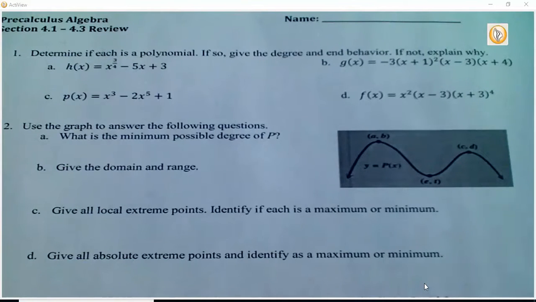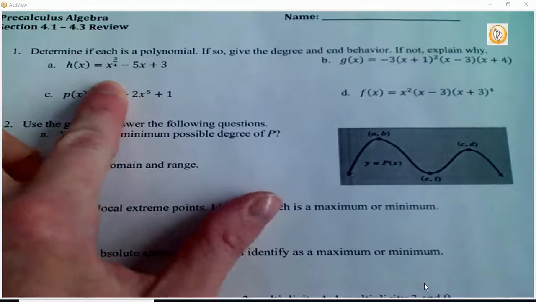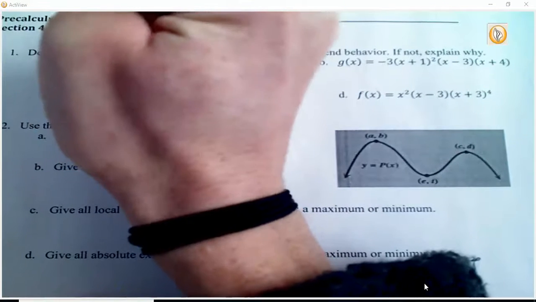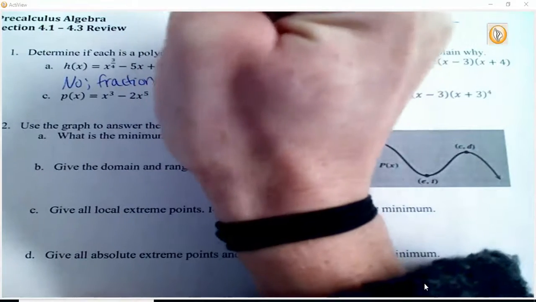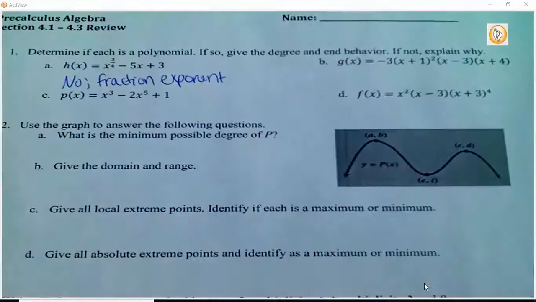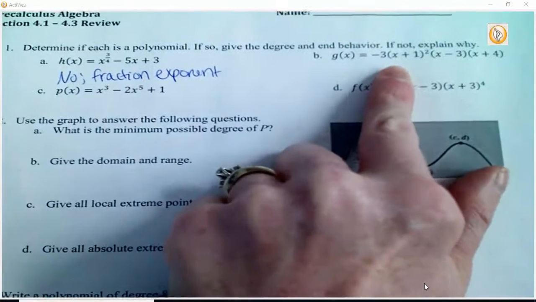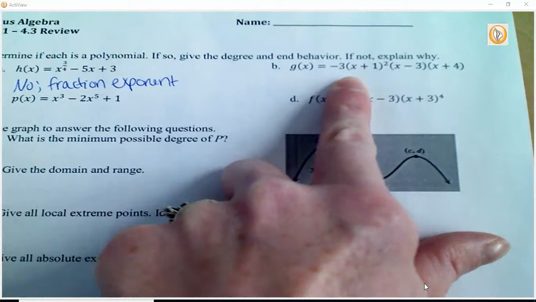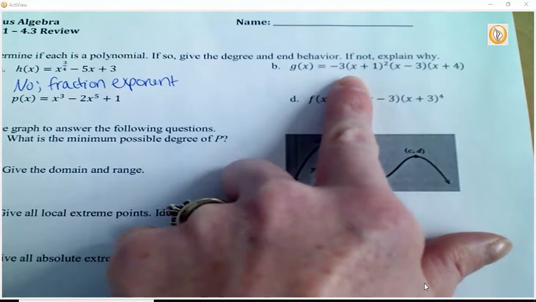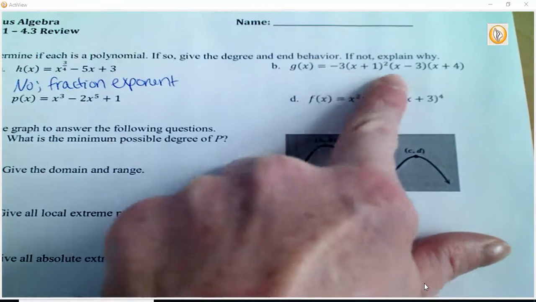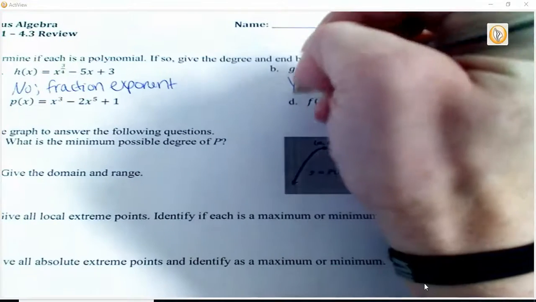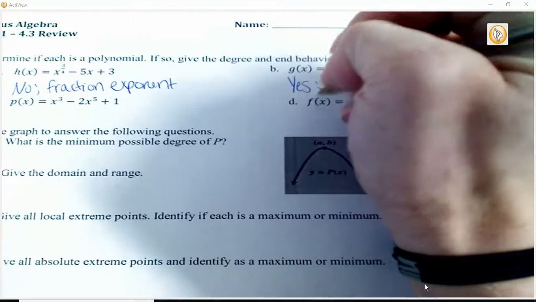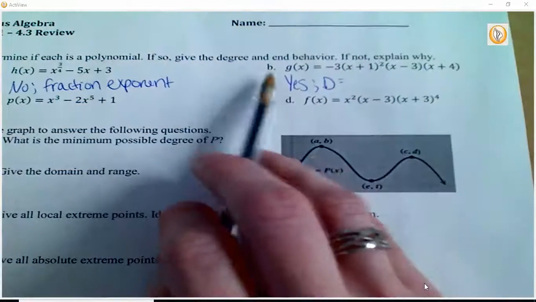Okay, so if I look at this first one, is that one a polynomial? No. Why? Your exponent isn't a whole number, it's a fraction. B, would this one be a polynomial? Yes. If you multiply it all out, we don't have any negative or fraction exponents, so that's okay. I did ask, if it is, tell me the degree.